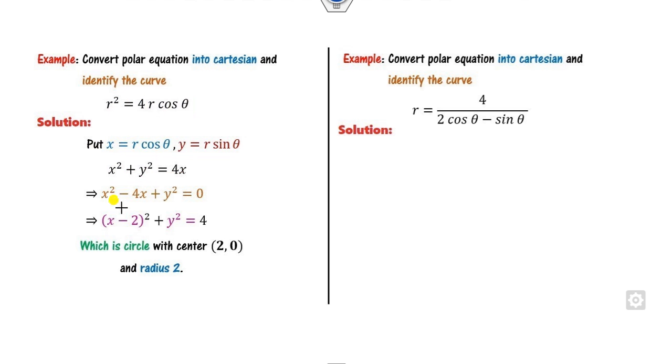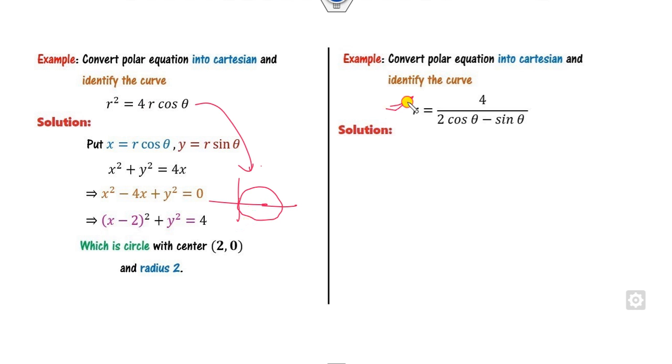Now you can simplify this. Completing the square by adding 4 on both sides, you can see this is nothing but the equation of a circle. The center is (2, 0) and the radius is 2. So you can easily draw the curve if you want to. The center is (2, 0), and this is the equation of the curve. If you want to draw the curve, it is again the same as here.